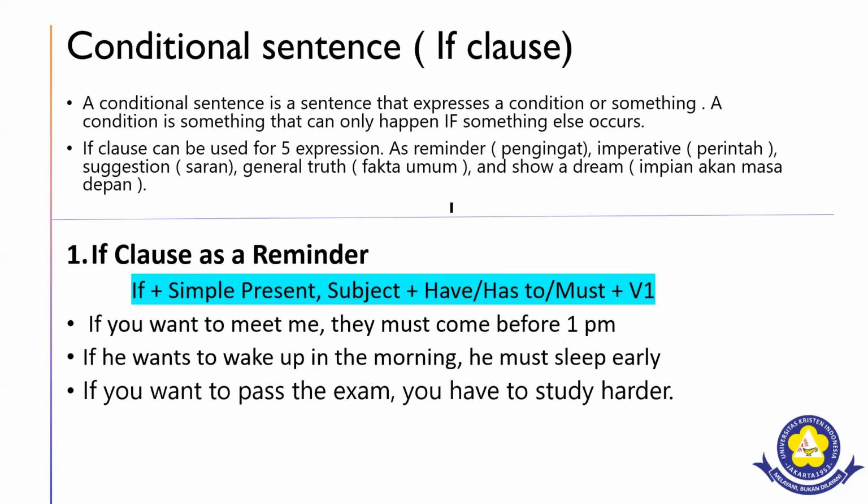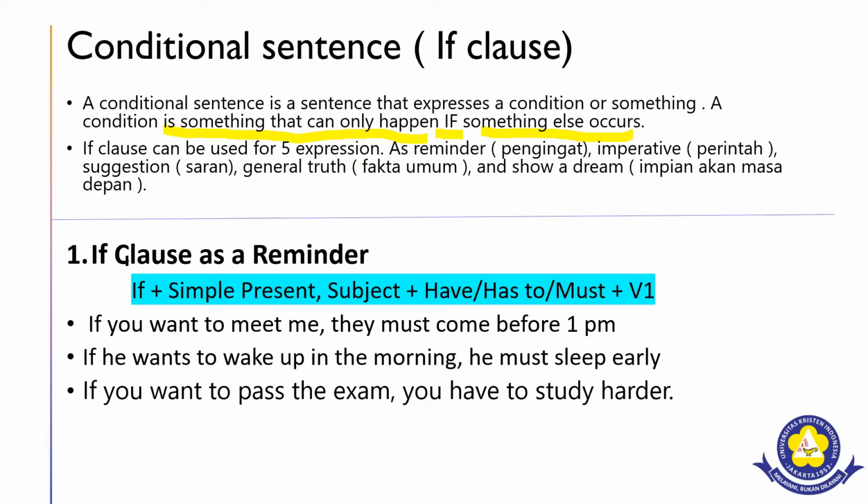First, a conditional sentence, also known as an if clause. A conditional sentence is a sentence that expresses a condition. A condition is something that can only happen if something else occurs. If clauses can be used for 5 expressions. First, as a reminder or pengingat, as imperative or perintah, as suggestion atau saran, general truth or fakta umum, and to show a dream atau yang sering kita dengar sebagai impian akan masa depan.